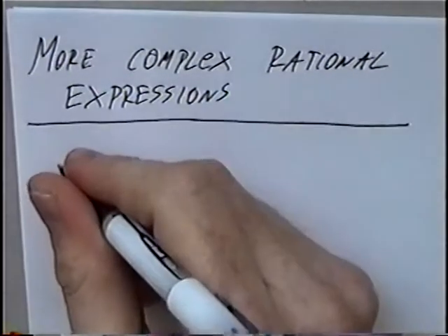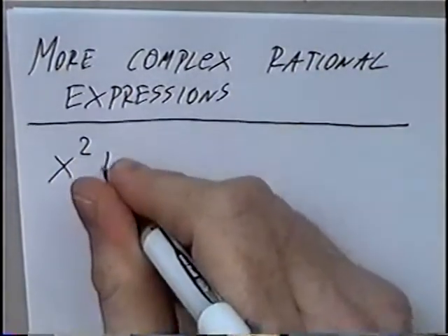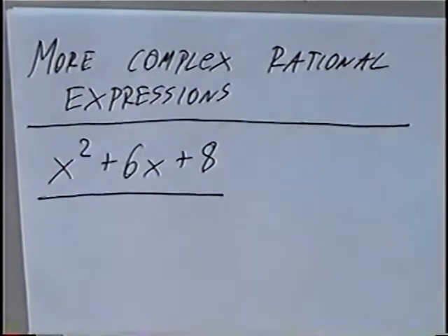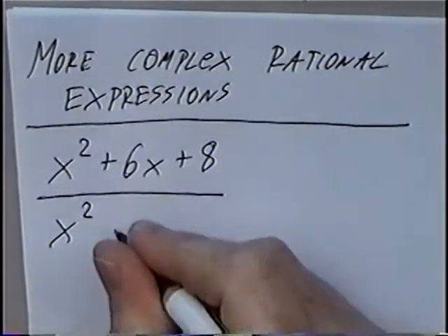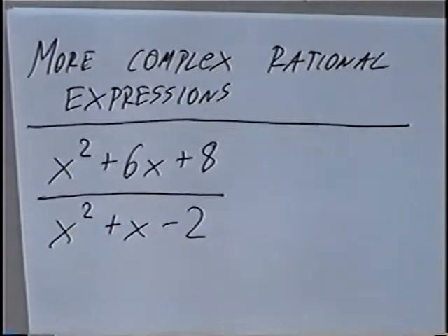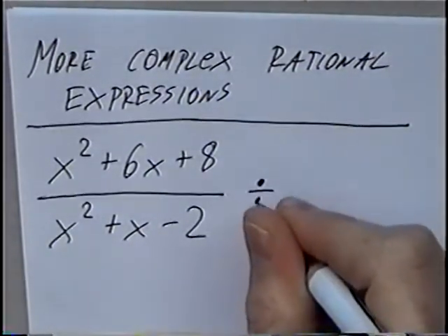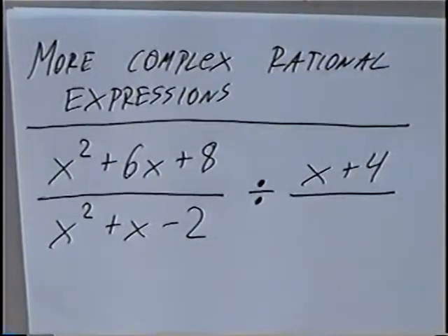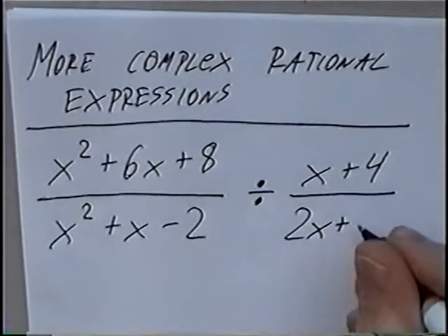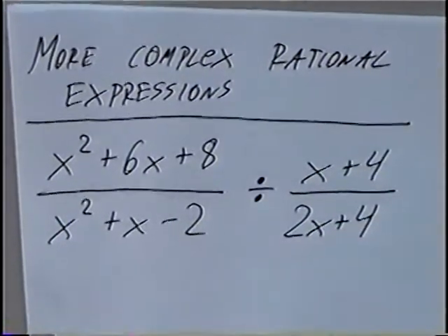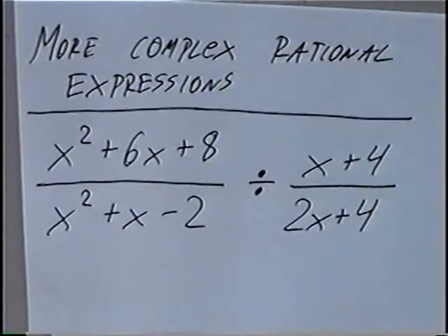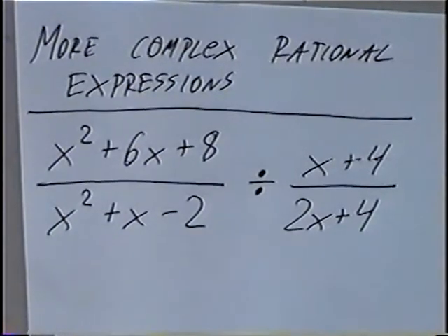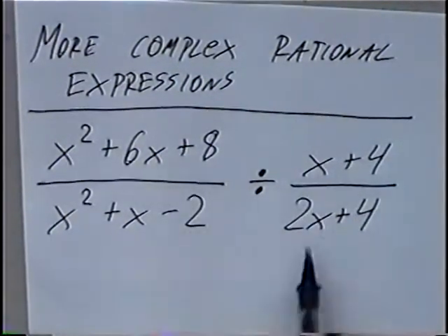First question and first fraction, x squared plus 6x plus 8 over x squared plus x minus 2 divided by a second fraction, x plus 4 over 2x plus 4. Simplifying from here, again we can rewrite the second fraction using the multiplication of the reciprocal, and keep in mind we can factor each of the terms when possible.